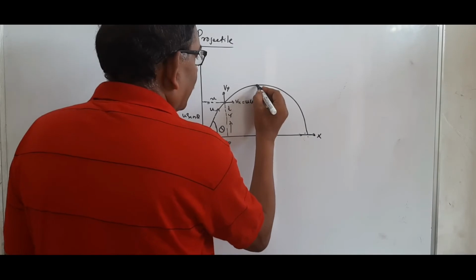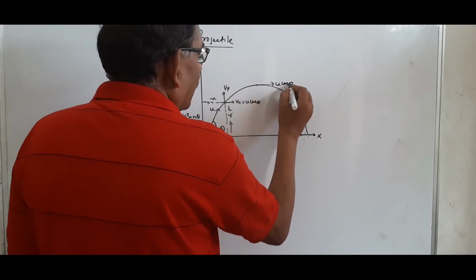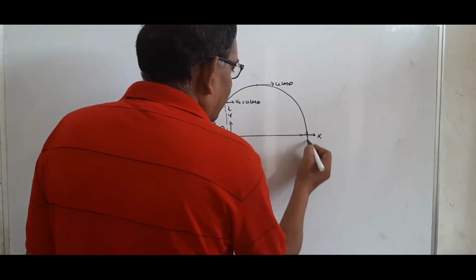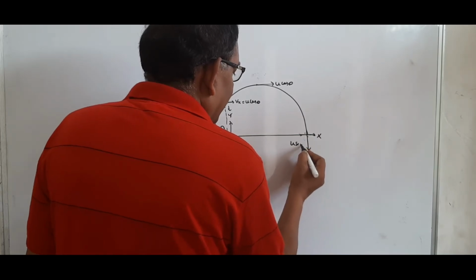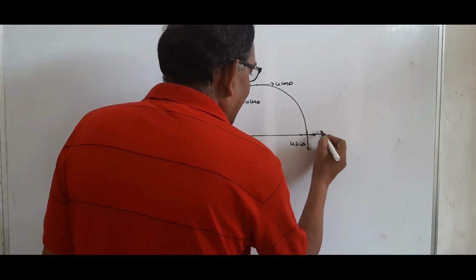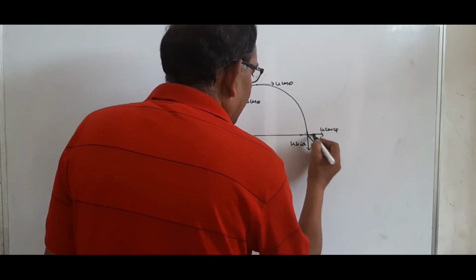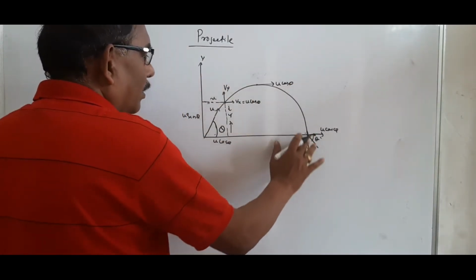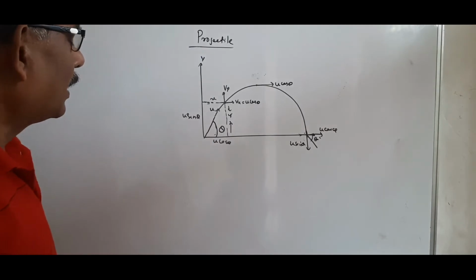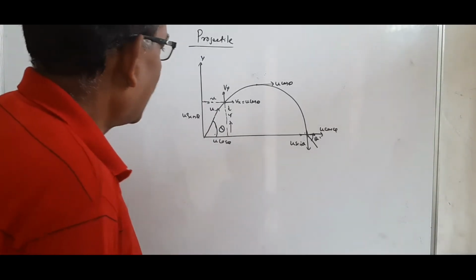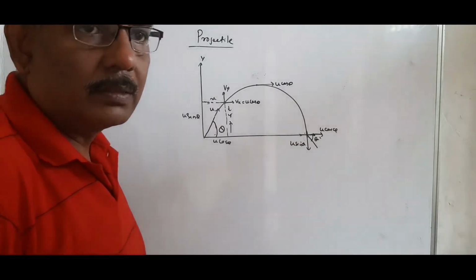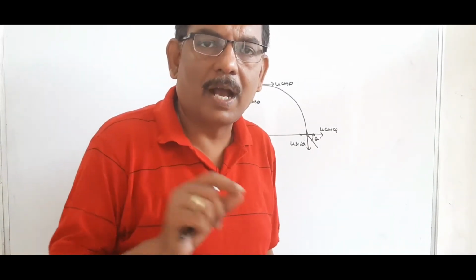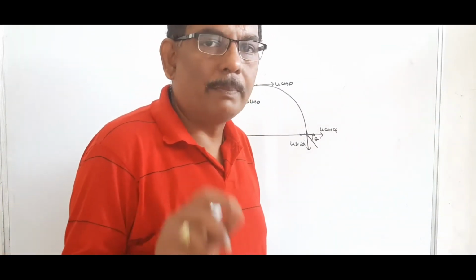When the body reaches here, the horizontal component is u cos theta, the vertical component is 0. When the body hits the ground, the vertical component is u sin theta and the horizontal component is again u cos theta. It is in the direction theta. So this is the motion of the projectile and the path is called a parabolic path. Now discuss the equation of motion of the projectile, then total time of flight, then maximum height and horizontal range. One by one we discuss.